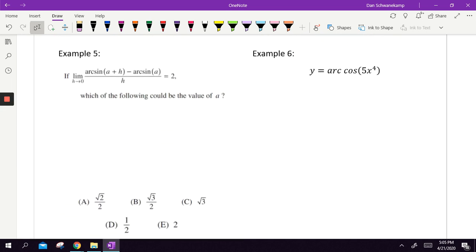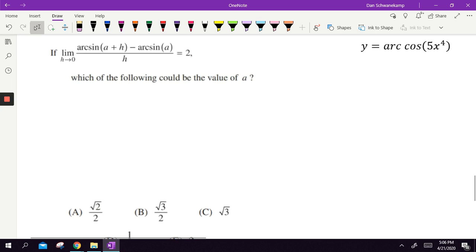All right, let's go to example 5. This is something that I was going to spend more time on this semester, but we're at home, so I have not spent a lot of time doing this. Looking at example 5, a good time to talk about this: if the limit as h approaches 0 of arc sine of a plus h minus arc sine of a, all over h, is equal to 2.